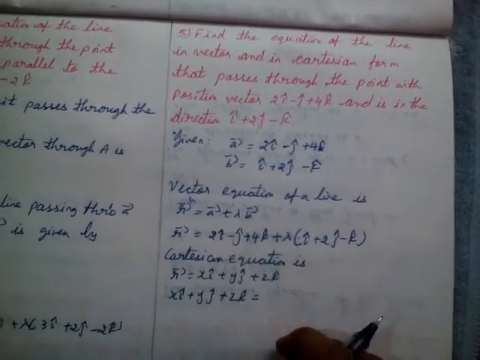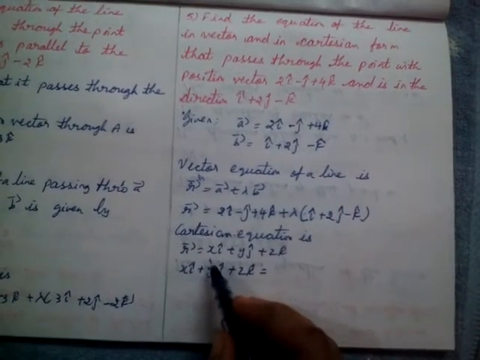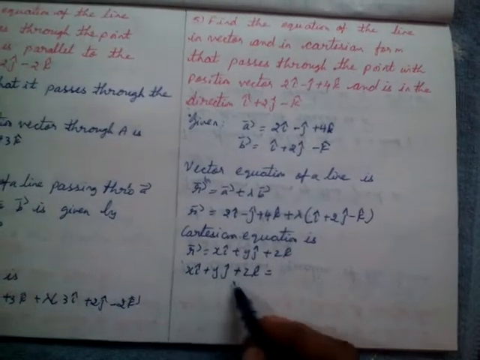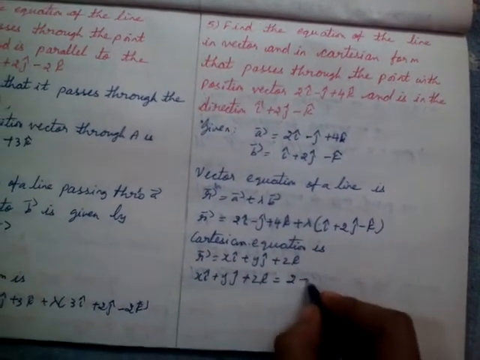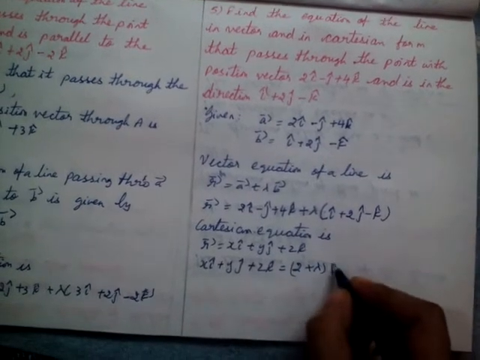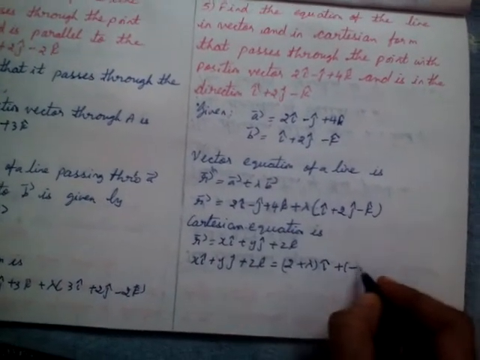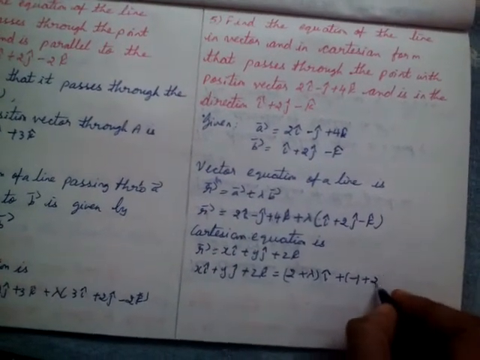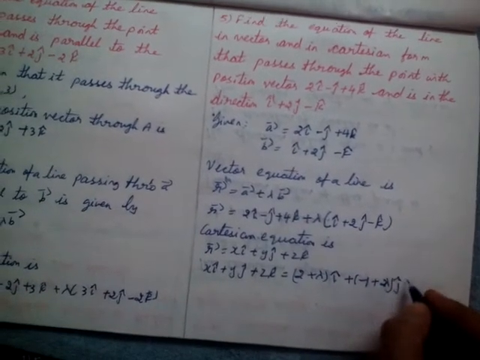Now the Cartesian equation of the line. Whenever you take the Cartesian equation, you should write r vector equal to xi plus yj plus zk. So xi plus yj plus zk is equal to, just combine this: 2 plus lambda into i cap, and here the coefficient of j is minus 1 plus 2 lambda into j cap.